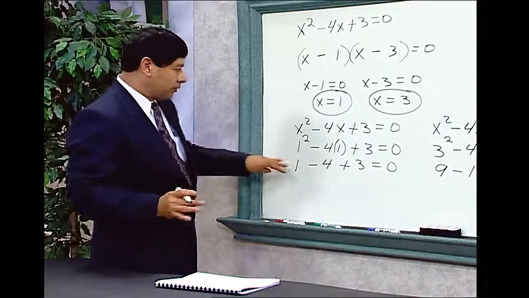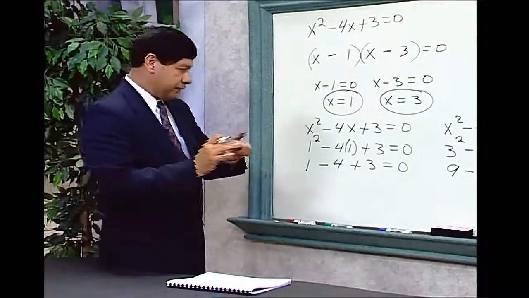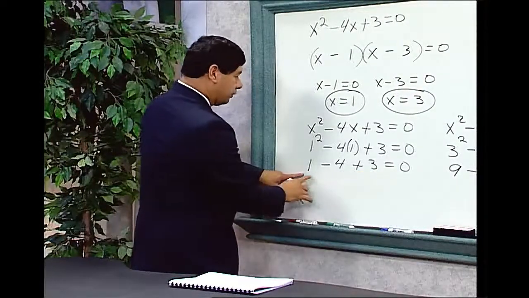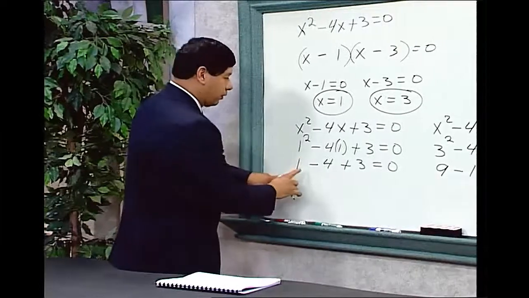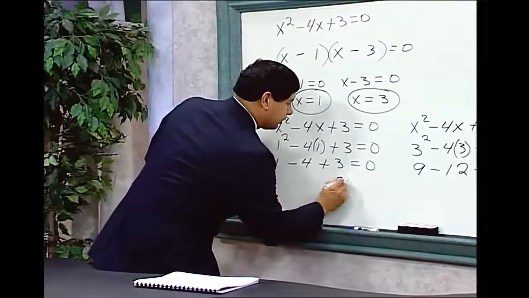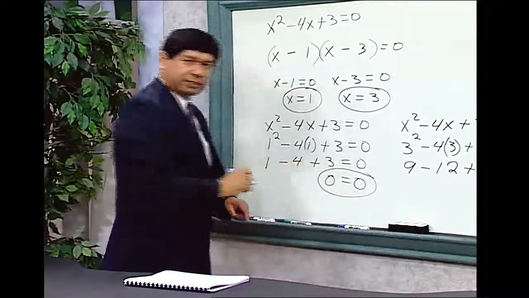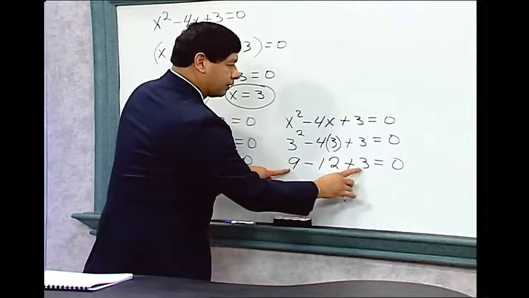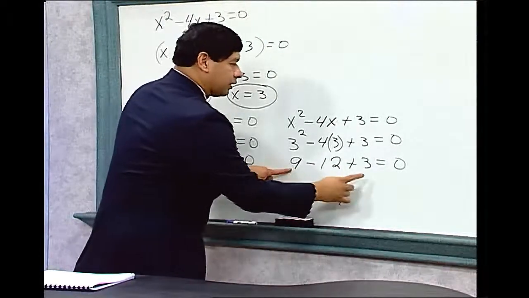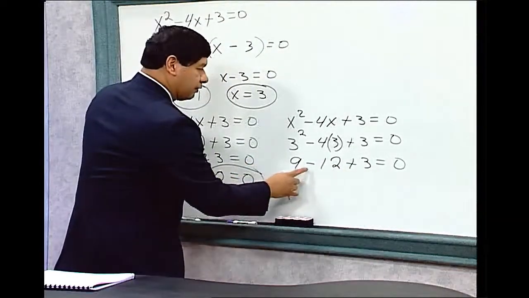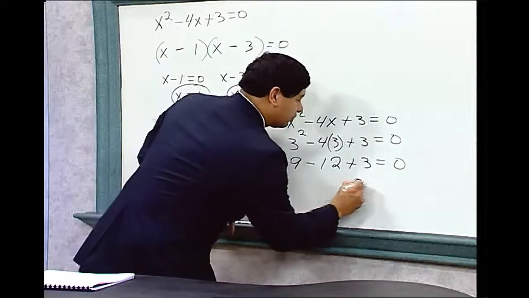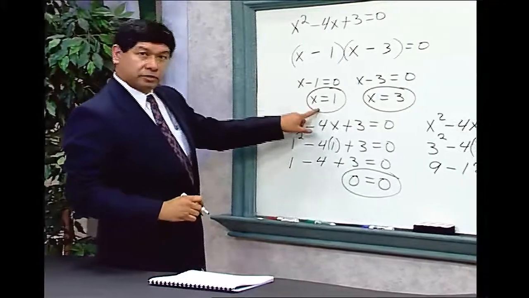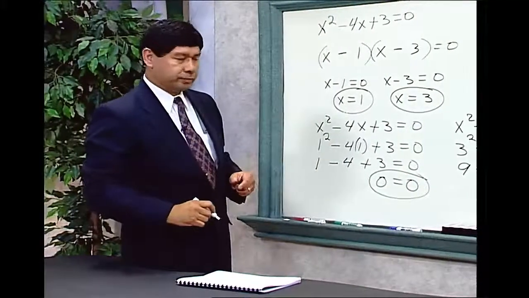1 minus 4 plus 3. Well, when we work with these problems, let's see, are there terms that we can combine? I have a positive 1, a positive 3. 3 plus 1 is 4. 4 minus 4 is 0. 0 is equal to 0. That checks out. I have a 9, positive term, positive 3. 9 plus 3 is 12. 12 minus 12 is 0. 0 is equal to 0. That checks out. So we know these are the solutions to this quadratic equation.